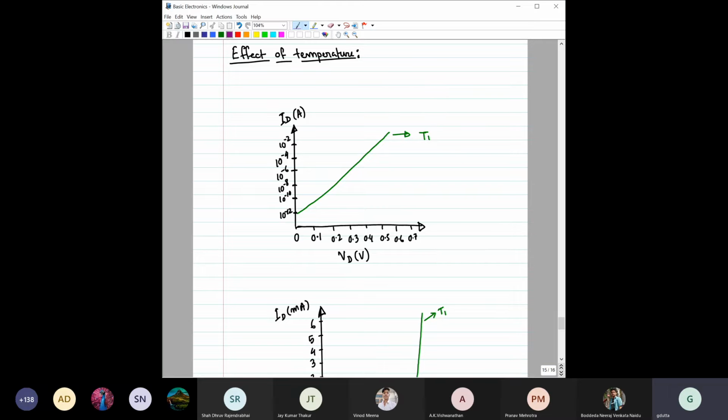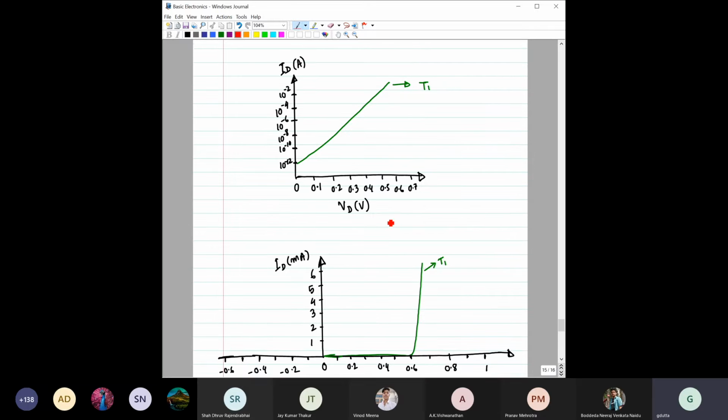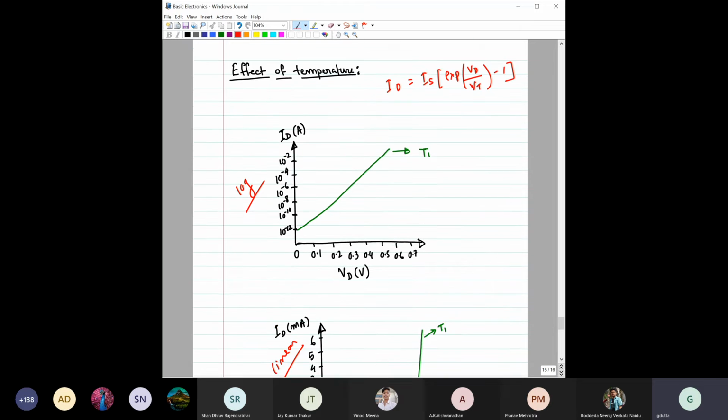Okay. So now let us write this diode equation once again. ID equal to IS exponential of Vd by Vt, minus 1. Here, let us also consider what will be the effect of temperature on this diode characteristics. Again I have plotted in log scale as well as linear scale so that you can get a better feeling of these things.